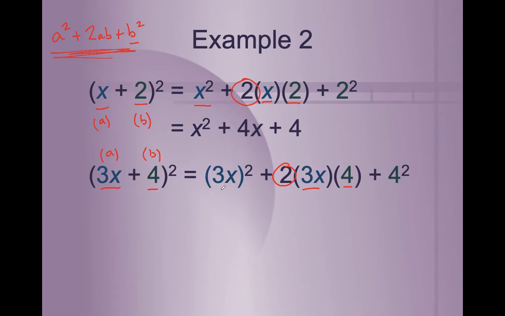Let's simplify. What is 3x squared? Well, that's 3x times 3x. 3 times 3 is 9. x times x is x squared. Don't forget that square right there. 2 times 3 times 4, that's 24. And then we've got an x right there, so that's 24x. Plus 4 squared is 16. This is your final trinomial.